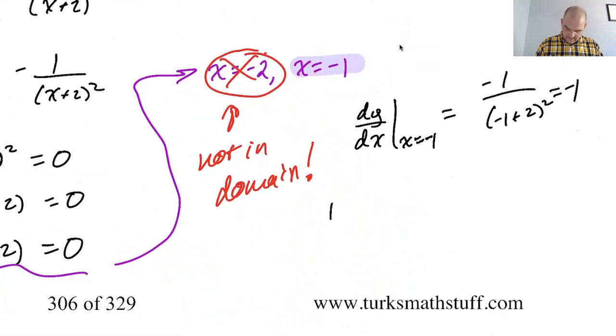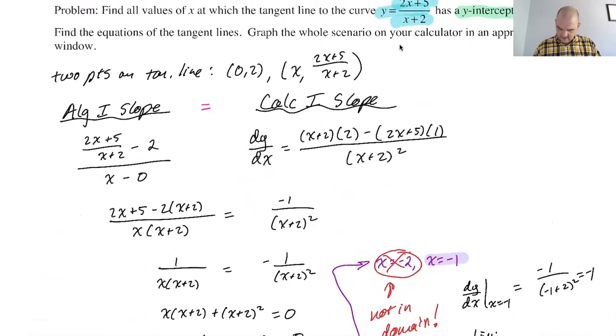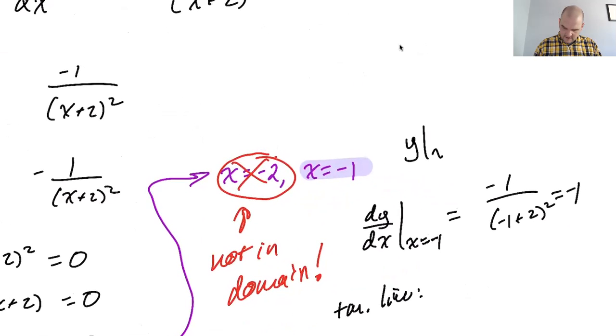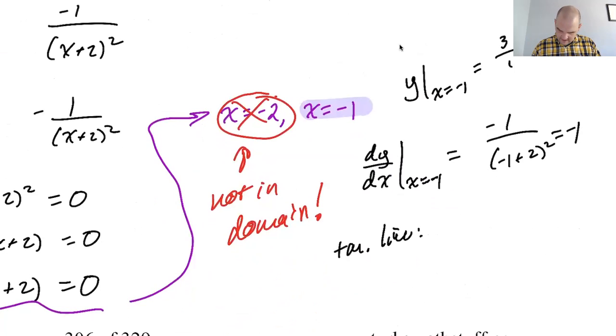So then the tangent line is going to be, do I know the y value? I do not. Let's find y, so y such that x equals -1. It's a weird notation. You don't see that very often, but it's totally acceptable. So if I plug in -1, I get -2 plus 5 is 3 over -1 plus 2 is 1, so 3. So my tangent line, I think, is y minus 3 equals -1 times x plus 1. I think that is my tangent line.